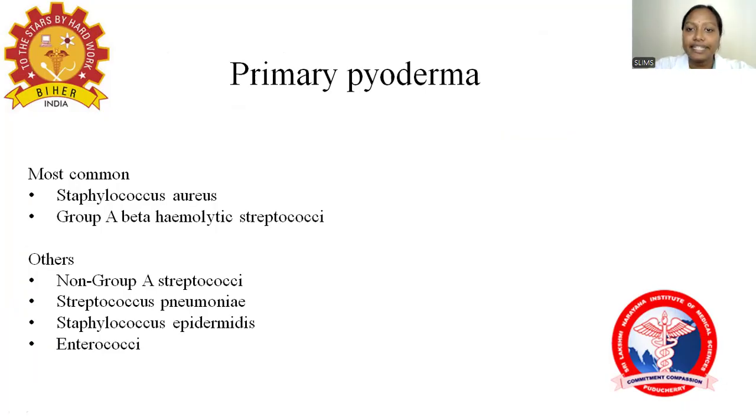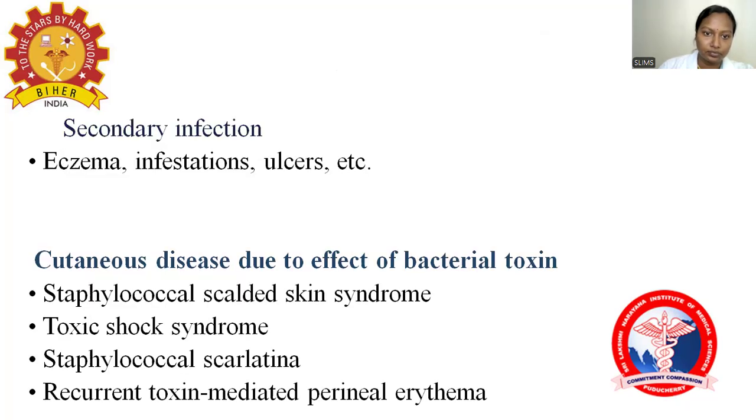So we know that in intact skin, only gram-positive organisms are commonly seen. Such examples are Staphylococcus aureus and beta-hemolytic streptococci. Rarely, other organisms like non-group-A streptococci, Streptococcus pneumoniae, Staphylococcus epidermidis, and Enterococcus can also be seen. And as I told you, because of certain toxins, it can go into systemic causes also, like staphylococcal scalded skin syndrome, toxic shock syndrome, staphylococcal scarlatina, and recurrent toxin-mediated perineal erythema. These are conditions which can cause systemic involvement also.